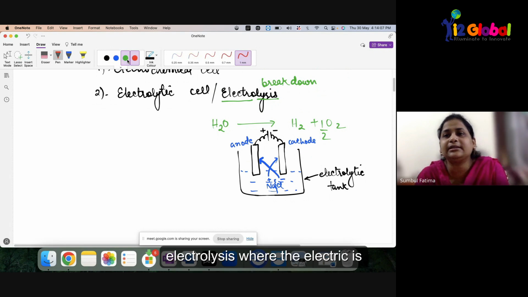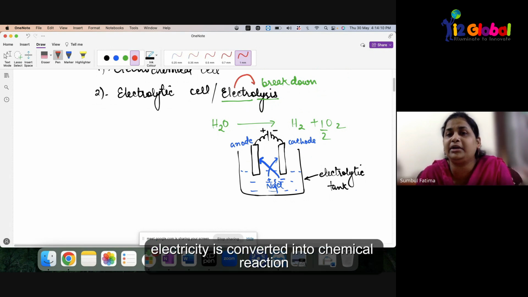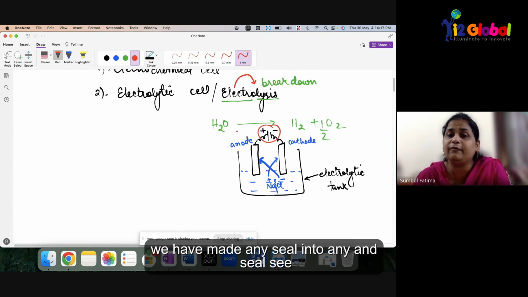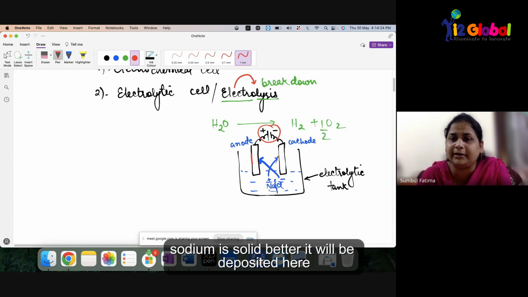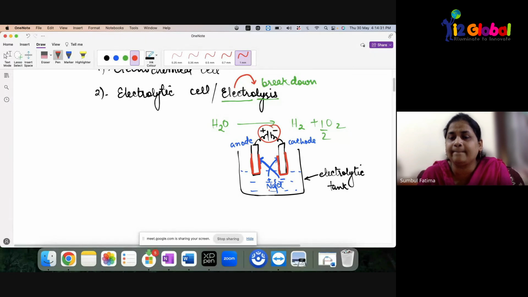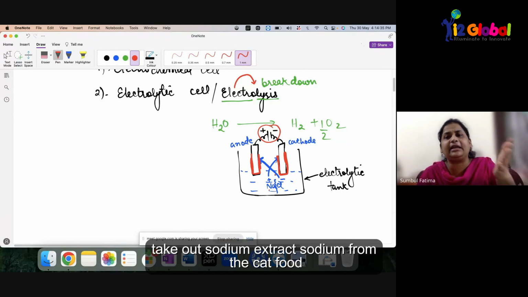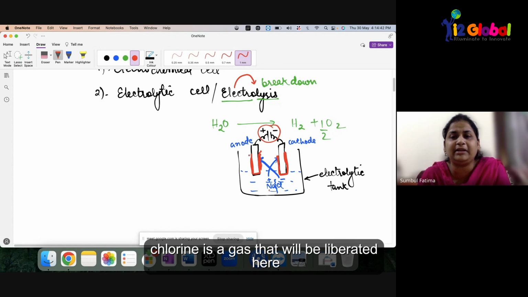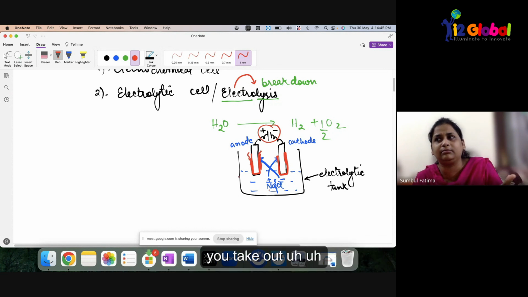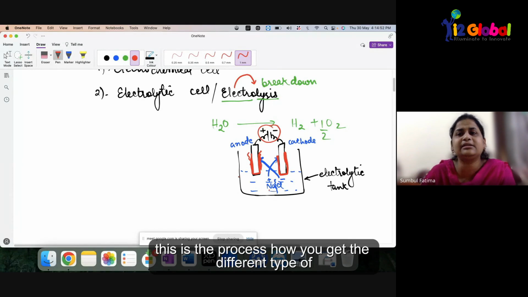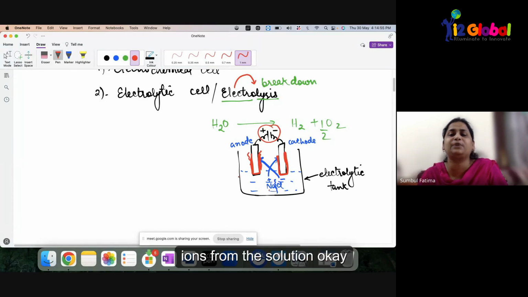Okay. Electrolysis is where electricity is converted into a chemical reaction. By using the current, we have made NaCl into Na and Cl. See, sodium is solid, beta. Sodium will be deposited here, it will go to the cathode. You remove the cathode from the solution, scratch sodium from the cathode, and you can separate it out. Chlorine is a gas that will be liberated here at the anode. Again, you take out the anode and collect the chlorine gas. Chlorine is yellowish green in color. This is how you get the different types of ions from the solution.